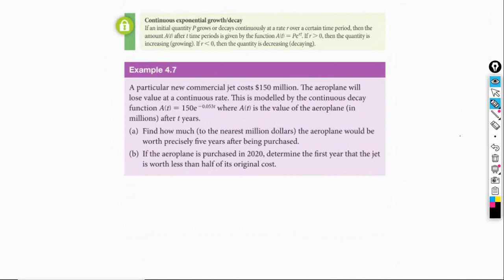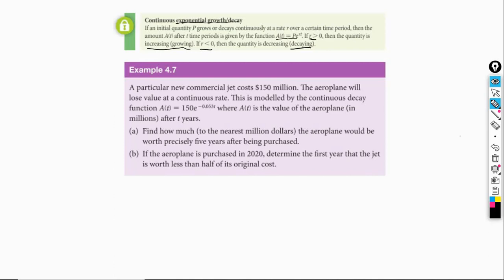Okay, so in the next slide, you're going to find a note about continuous exponential growth or decay. If an initial quantity P grows or decays continuously at a rate R over a certain time period, then the amount A of t after t time periods is given by the function A of t is equal to P times e to the R times t. If R is greater than 0, then the quantity is increasing, growing. And if R is less than 0, then the quantity is decreasing or decaying.